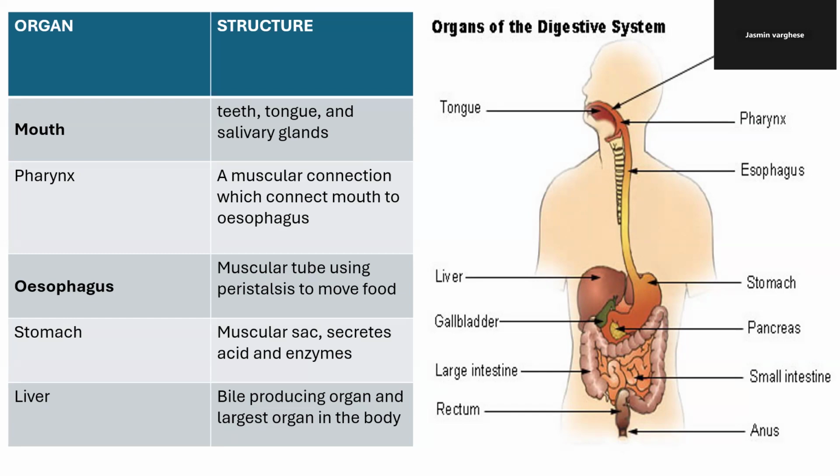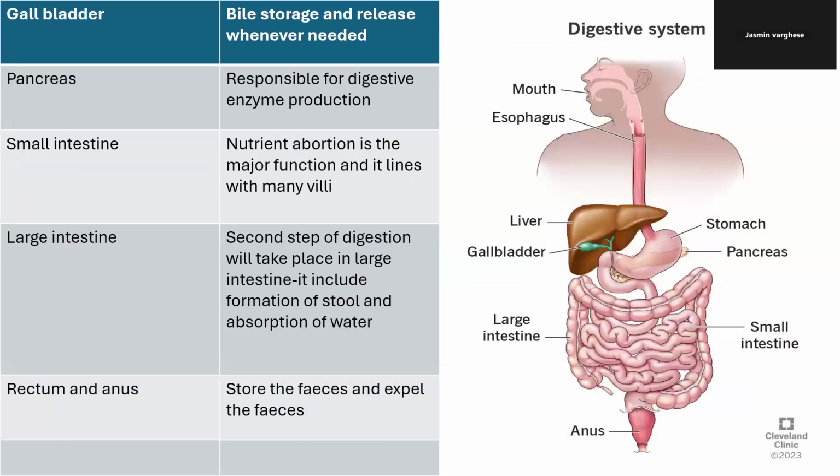Then liver. The liver produces bile, and it is the largest organ in the body. Next is the gallbladder, which stores bile and releases it whenever needed. Pancreas. It is responsible for digestive enzyme production. Small intestine. Nutrient absorption is the major function of the small intestine, and it's lined with many villi.